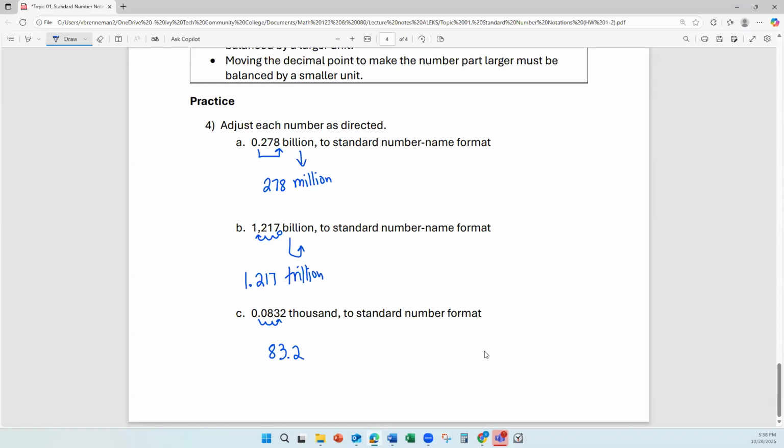You could also look at this as replacing thousand with the number 1000. So 0.0832 times 1000 gives you that 83.2 as well. So that is the topic 1 practice. Of course, read through all those notes alongside that as well.